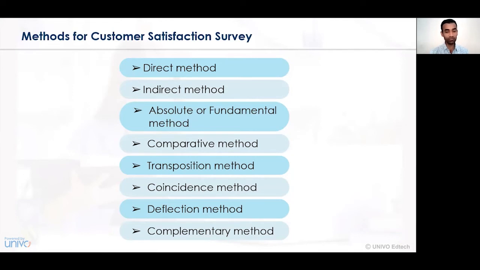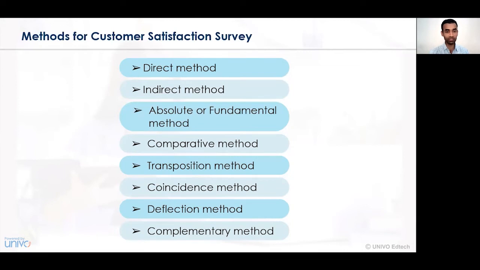The coincidence method focuses on the concept of the availability of the product at the right time, at the right place, whenever the customer needs or demands it. The deflection method focuses on what the various defects are that a customer is facing, and what the various ups and downs or changes are in the particular method.